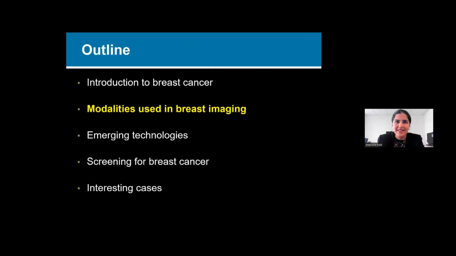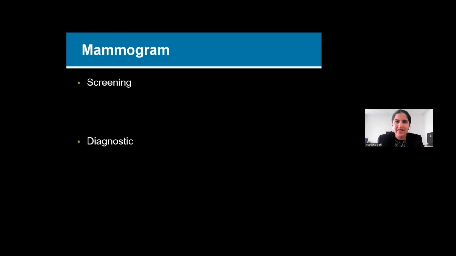We'll next discuss the modalities used in breast imaging. The first modality is mammography, which is an X-ray of the breasts. There are two types of mammograms, screening and diagnostic. Screening mammograms are done in women who don't have any symptoms, such as lump or nipple discharge. Four views total of the breasts are obtained, two of each breast, which I'll show you in a few moments.